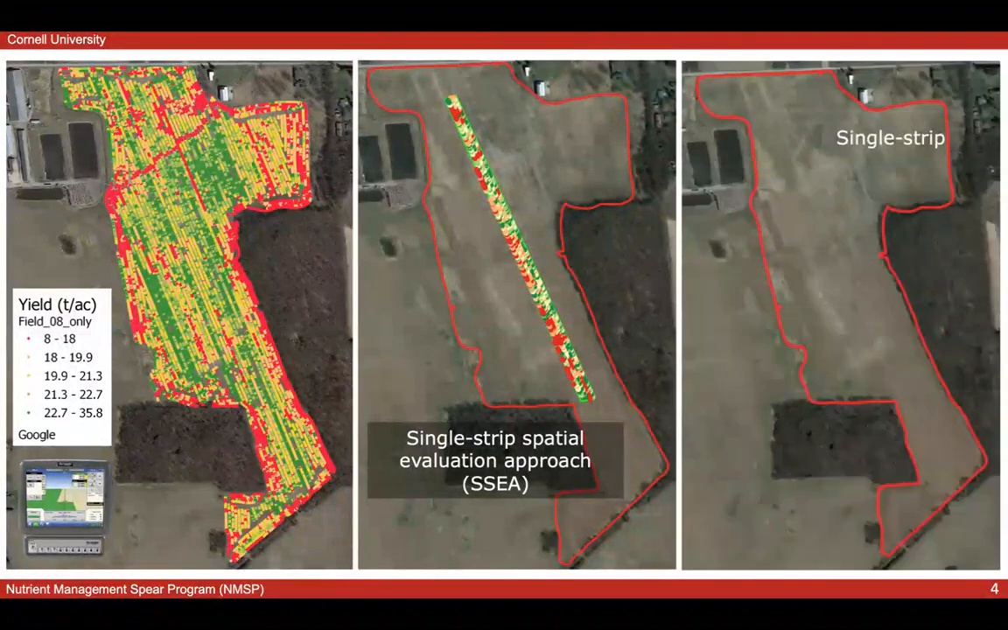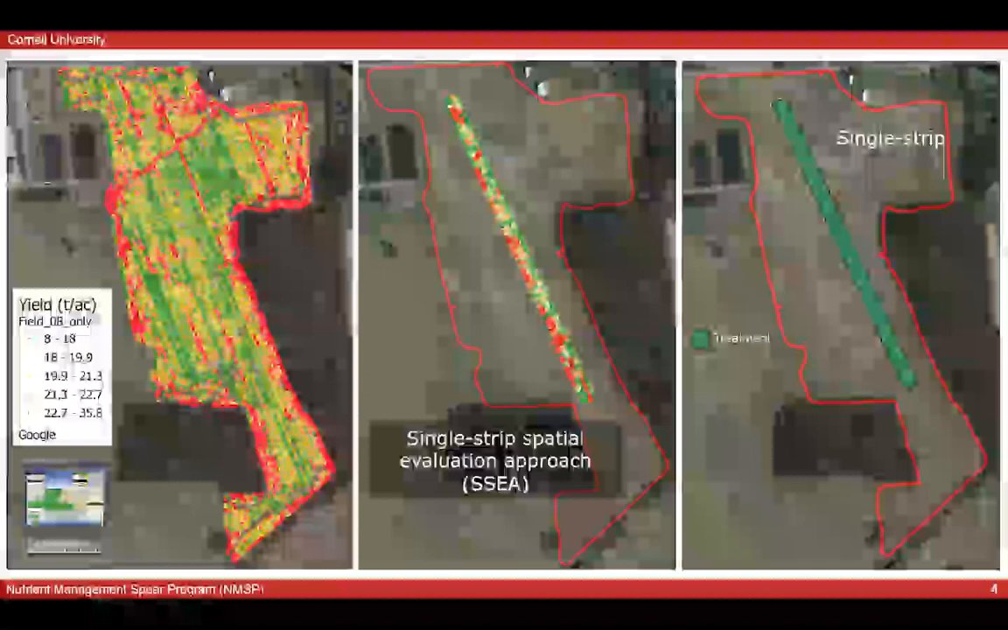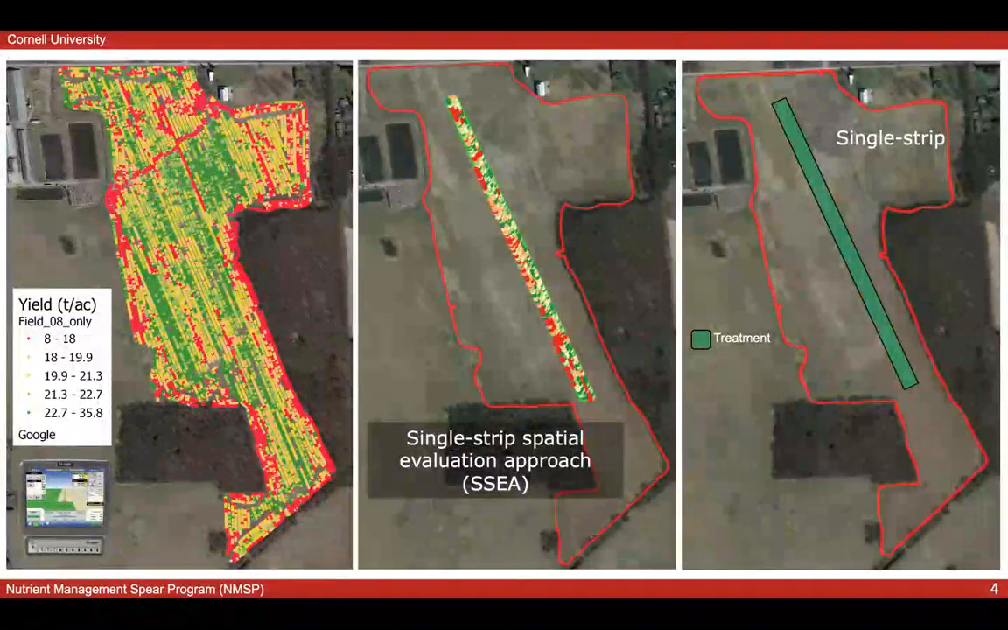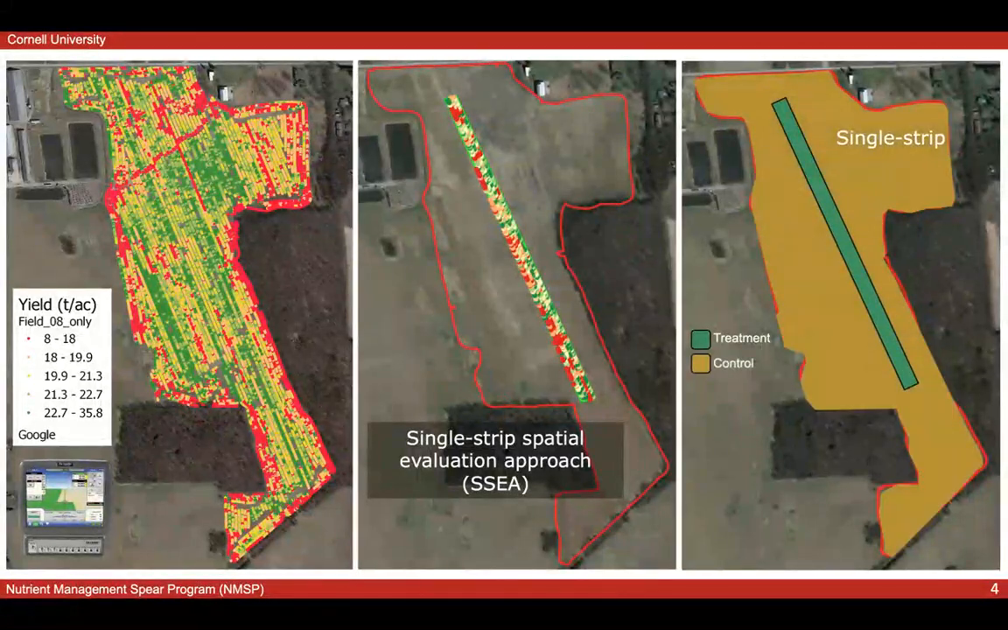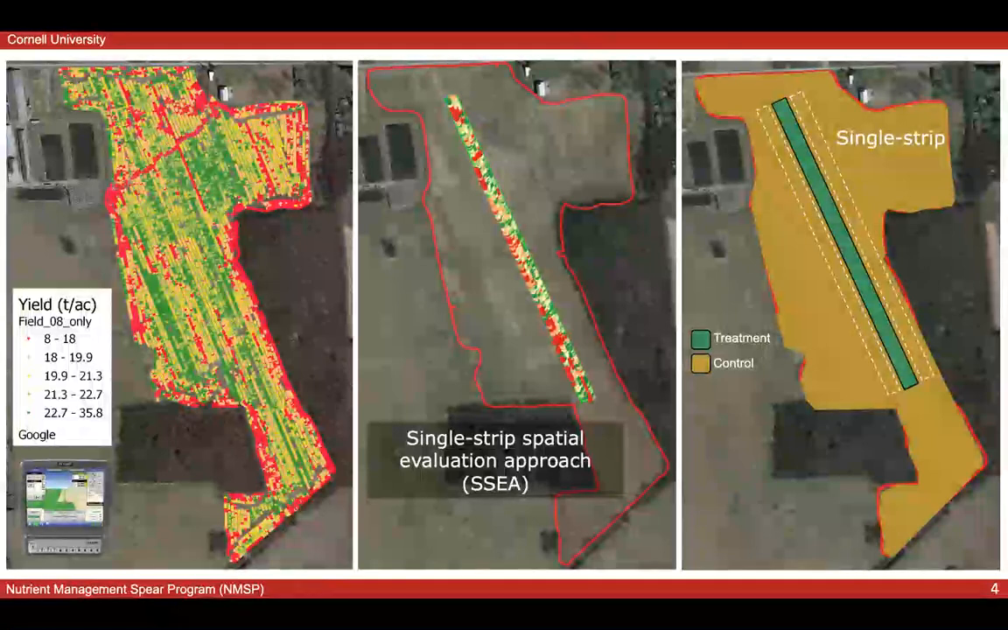With this design, a single strip is implemented in the field along the length of the field with choppers or harvester width. The rest of the field is considered as control. And for analysis, we delineate 2 similar strips on either side of the treatment strip that account for the control strip.